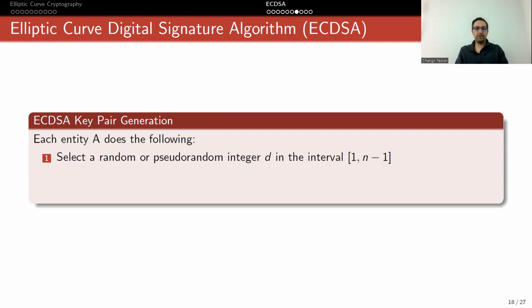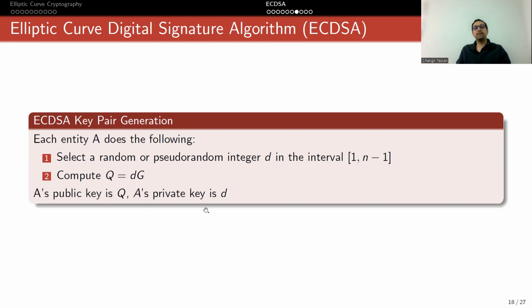Okay. So let me move on to key pair generation. Entity A does the following. You select a random or pseudo-random integer d in the interval 1 to n minus 1. Of course, if you choose 1, it wouldn't give you much security. Then you compute Q = dG. Let's look at what happens. G is the base point. If I'm going to calculate dG, this means that I'm adding the point G to itself d many times. Recall all of the point addition formulas we have. Then you end up with a point on the elliptic curve, Q, and this is your public key. So A's public key is this point Q, and A's private key is d.